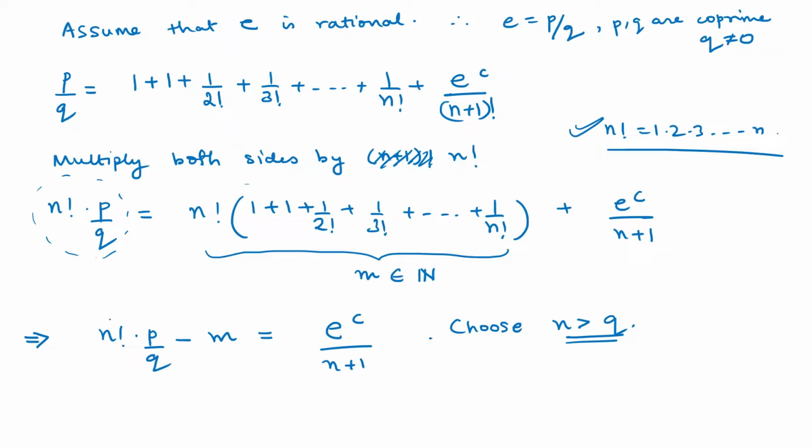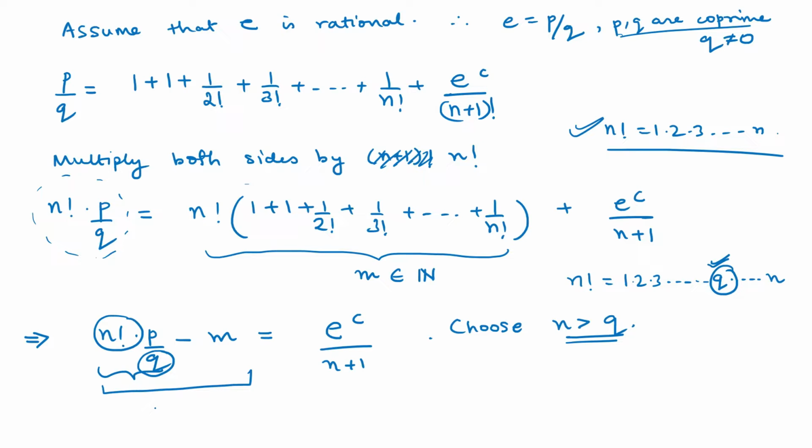When I choose n to be greater than q, what this means is that when I write n factorial, I'll write 1, 2, 3, then I'll somewhere come to q, and then I'll go on further until I reach n, right? And since p, q are coprime natural numbers, definitely we're going to get to q before we get to n. So for n greater than q, this factor is going to get cancelled, and this is going to be a natural number, and we know that this is greater than m, so this whole thing is going to belong to the natural numbers. This is going to be a natural number.